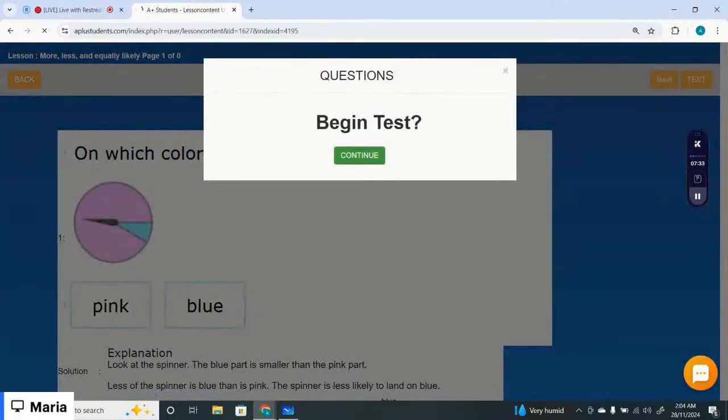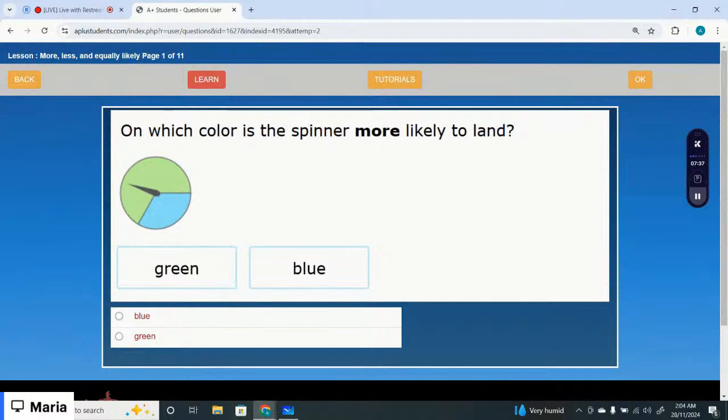Let's just start with the test questions. On which color is the spinner more likely to land? So the spinner has two colors, green and blue, right? The bigger portion is green and the smaller portion is blue. So you have to see on which color is the spinner more likely to land. So it will be more likely to land on green. The correct option is green. Option number 2 is the correct option.